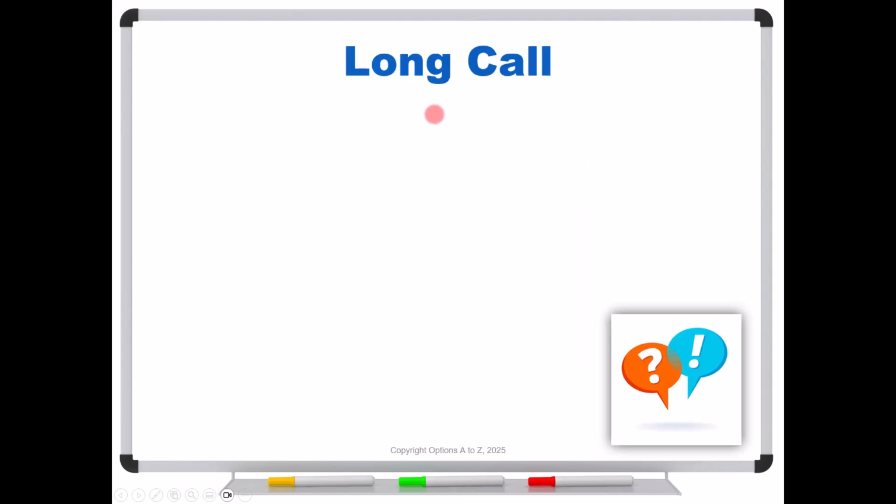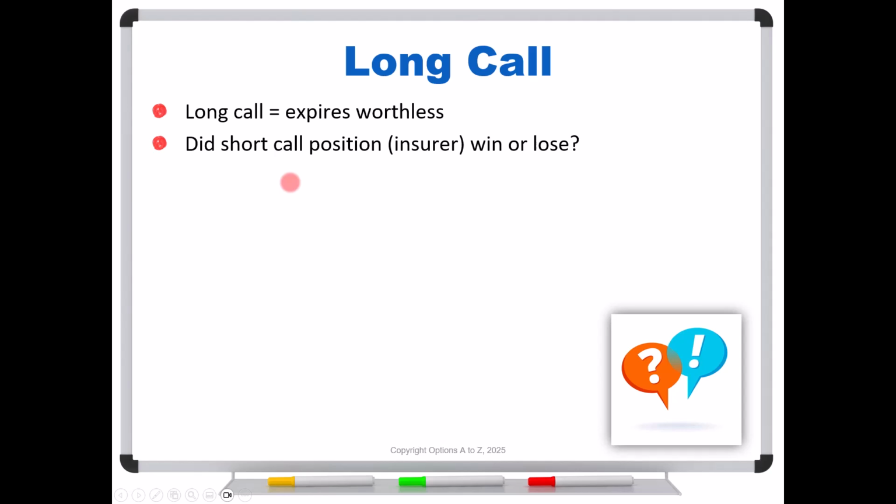So let's start with a long call. Let's say that you have just a long call. It's a mimicking portfolio. If the long call expires worthless, the question now is, did the short call position, let's call it the insurer, win or lose? And then for a second question, did the long call, that would be you in this example, win or lose? Now most people would say if the call expired worthless, the insurer won, and the person that owns the call would be on the losing side because they're on opposite sides of the trade. But again, this is kind of a paradox.